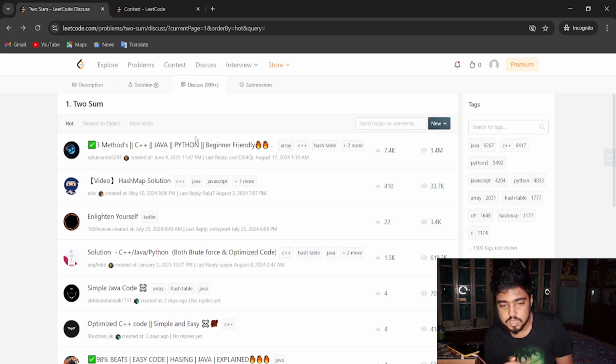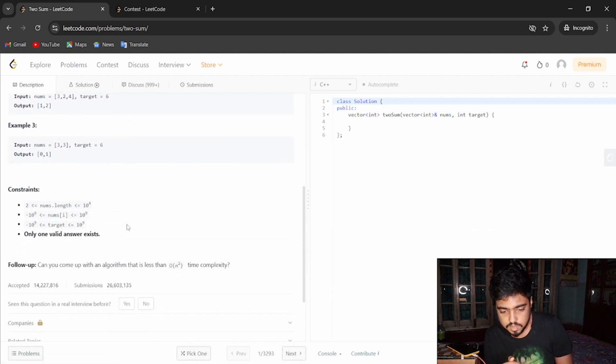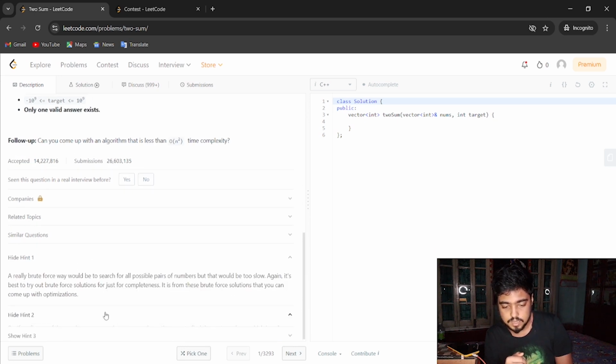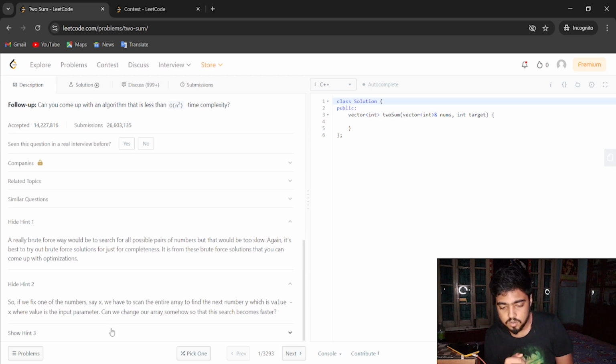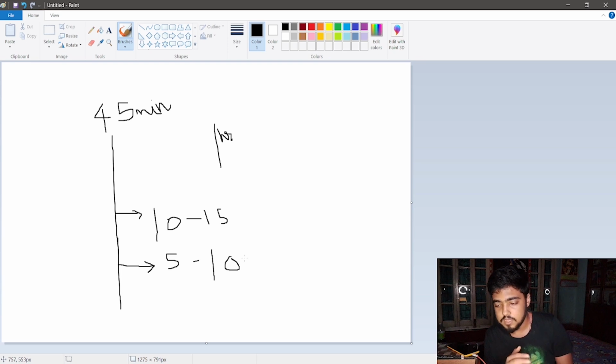There's this problem, Two Sum. Whenever I go to the description of the problem, if you get to the lowest part of the problem, you can check out that there are hints. There's this hint and there's this hint. So you're going to check out the hints, and in this next 5 to 10 minutes, check the hint and try to code it.